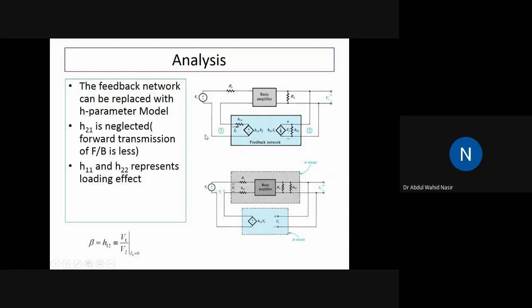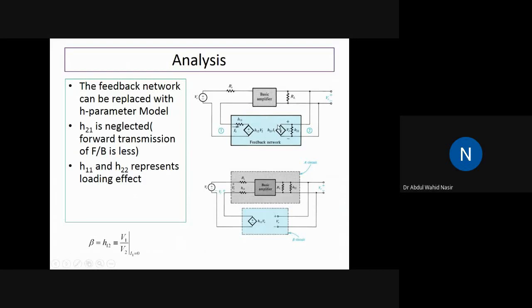The thing is that here you can see H21 is neglected. Why? Because examination of the circuit reveals that H21 I1 represents the forward transmission of the feedback network. It is usually passive, so its forward transmission can be neglected in comparison to the much larger forward transmission of the amplifier. That is why H21 I1 is neglected here.